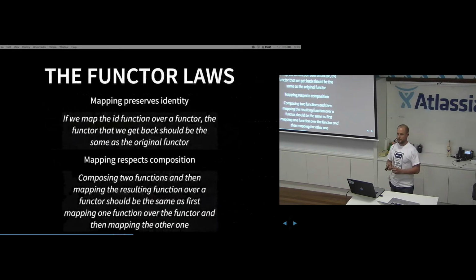So the functor objects have two laws which have to apply. The first one is you have to preserve identity. So if we map identity over the functor, it should give us back the same original functor as we had in the first place. And the second one is we have to respect composition. So if we take two functions, function A and function B, and we compose them together to give us a new function, then mapping that new function should be the same as mapping function A followed by function B.